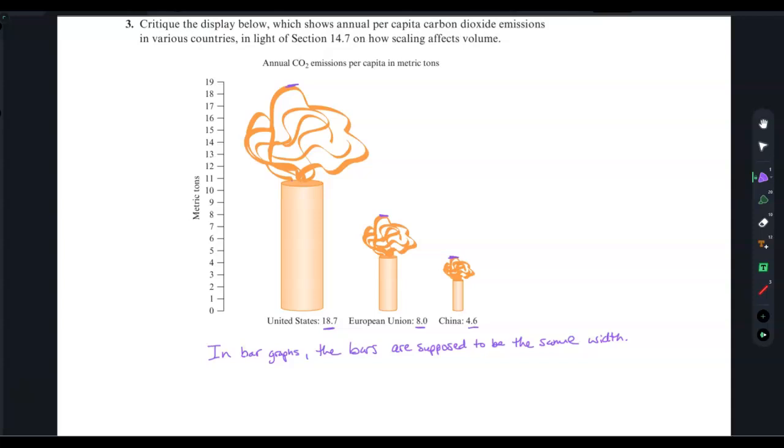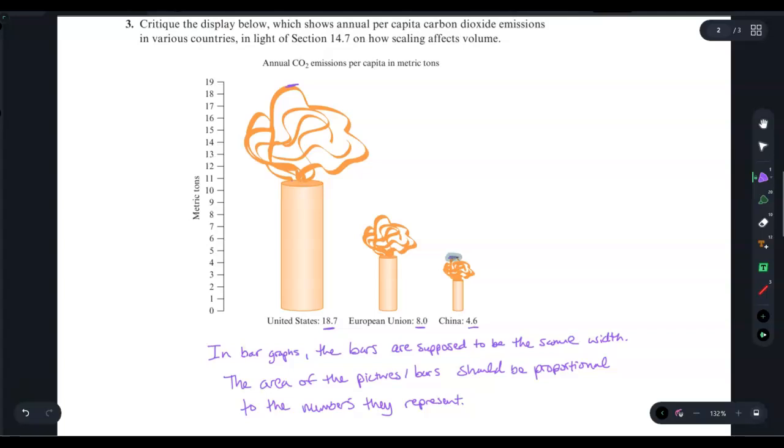At the very least, the area of the pictures, or the bars if you decide to use bars, should be proportional to the numbers they represent. Right now their heights are good, but their areas, because of their different widths, are not.